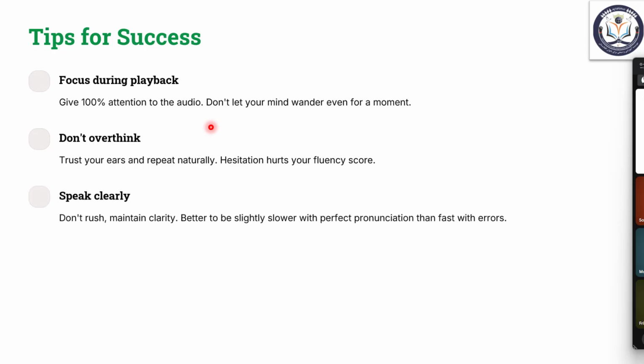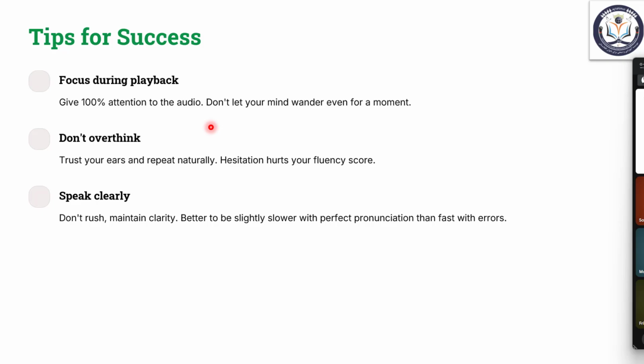Next is speak clearly. Here, as I already stated, it's part of the pace. When we repeat the sentence, try not to rush. Maintain clarity. Be clear when you speak. If it is not intelligible, again, it hurts your score. Got it? So maintain clarity, don't rush, and repeat naturally the way it is.